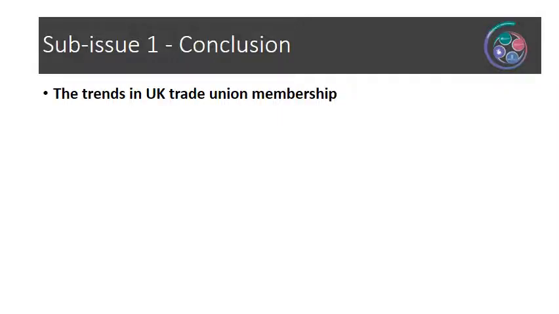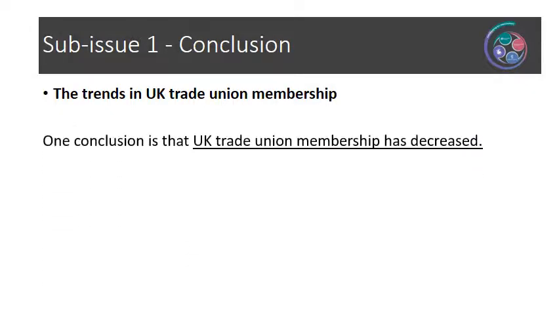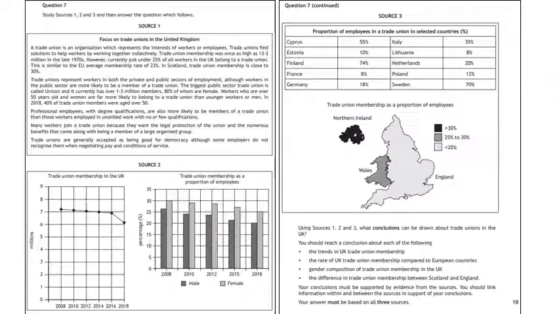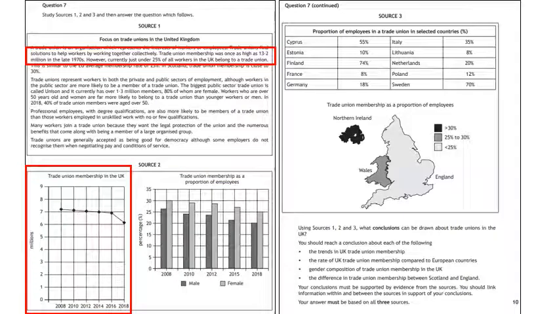Remember, we want to put down the first bullet point before we construct our answer, and we want to make a conclusion, a valid conclusion. One conclusion is that UK trade union membership has decreased, and we should go into the sources to find information to back up that conclusion. Note that we are able to conclude from the graph in source 2 that trade union membership has decreased from 2008 to 2018, and that we are able to back that up with the facts detailed in source 1, which also discusses trade union membership.